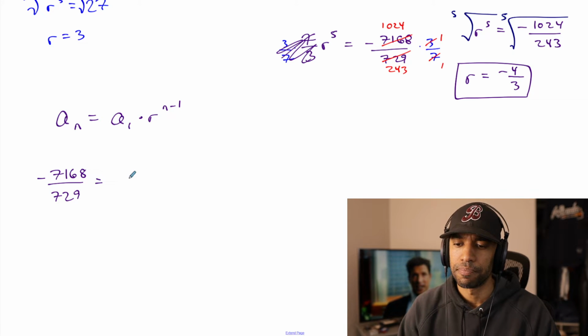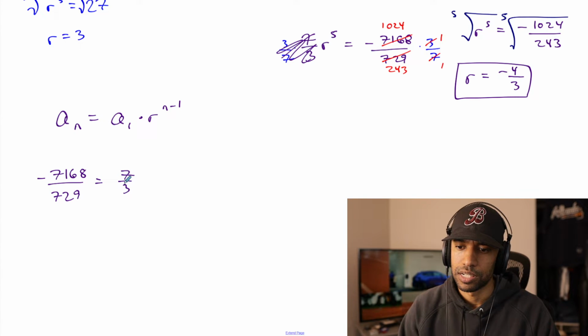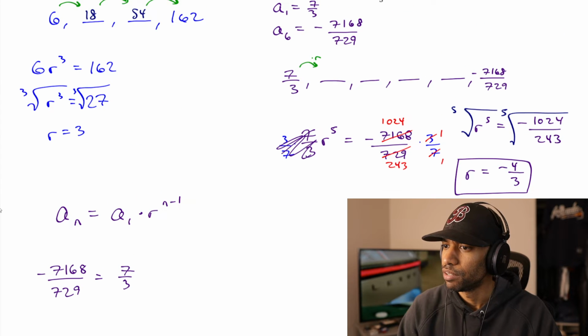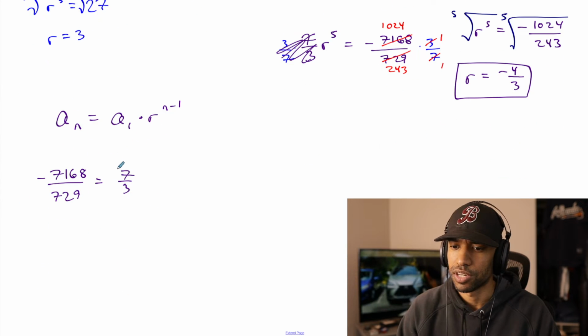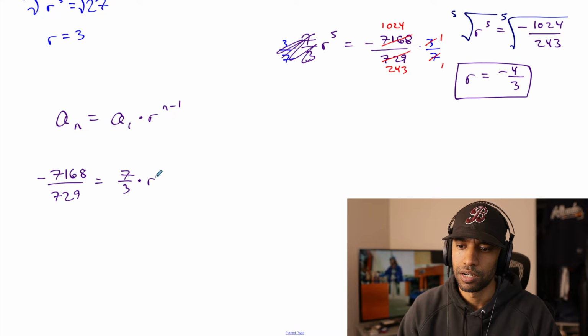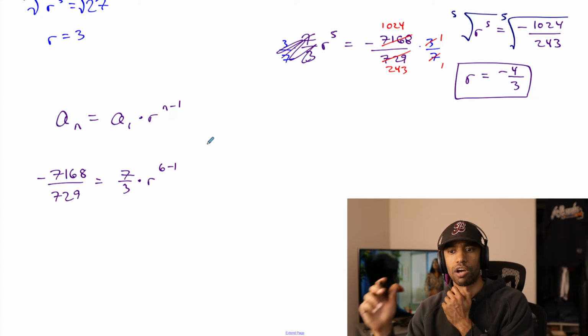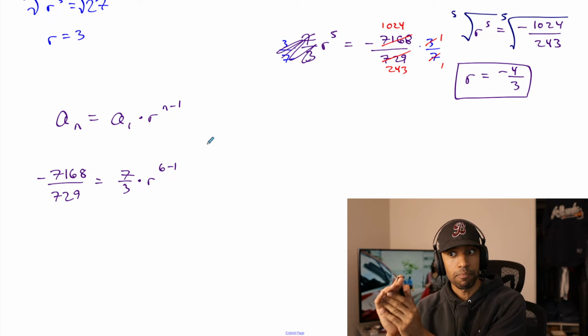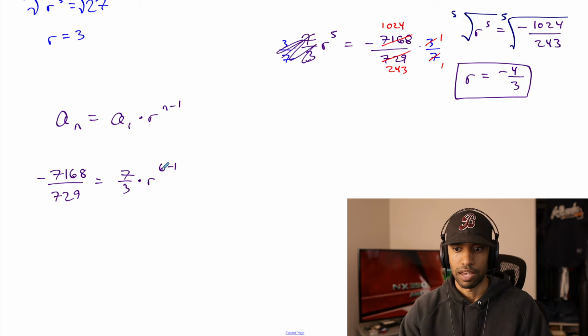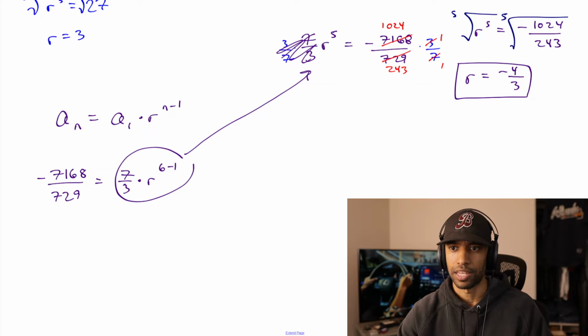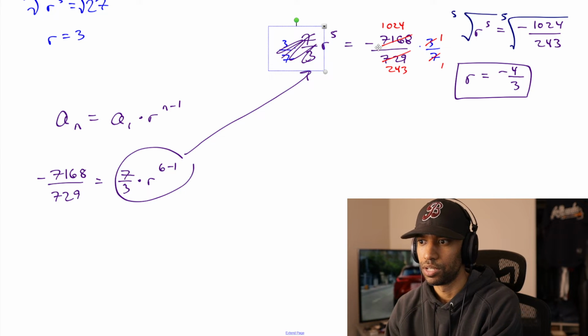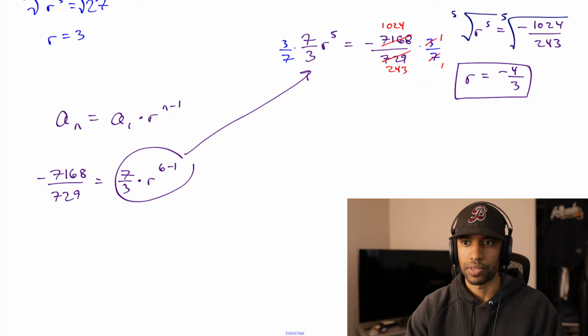You know, it's the same math. So a sub 1 times, is it negative? That was positive, that's negative. So positive times r to the 6 minus 1 power, right there. We could have solved for r by these means. Now it's the same setup, right? 7/3 times r to the 5th, right there, equals negative 7168 over 729. So that's kind of the same setup.